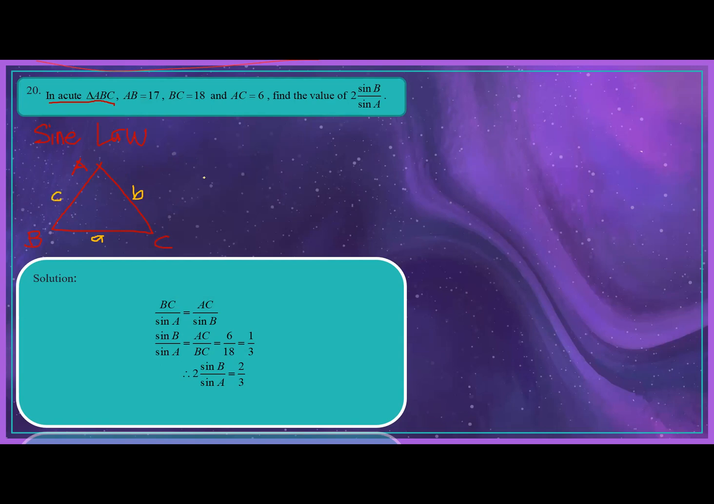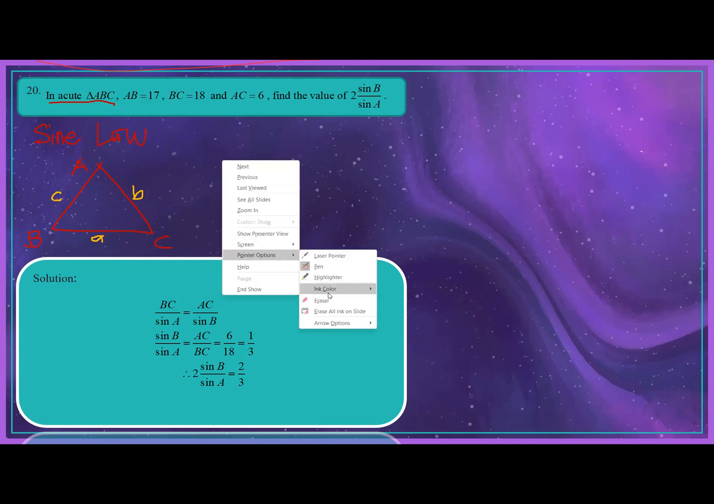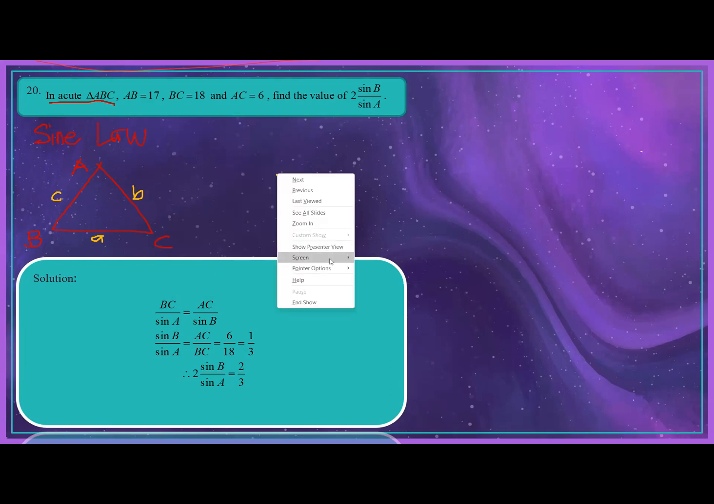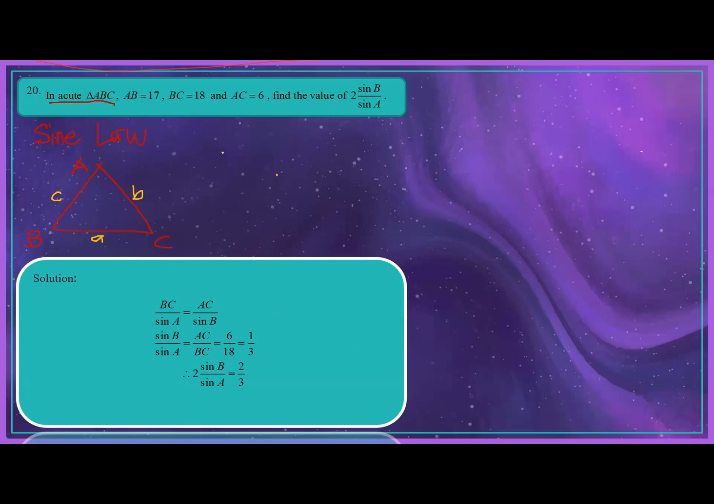Okay, now sine law states that, what color? Green. Okay. Sine A over a is equivalent to sine B over b, which is equal to sine C over c. Okay.